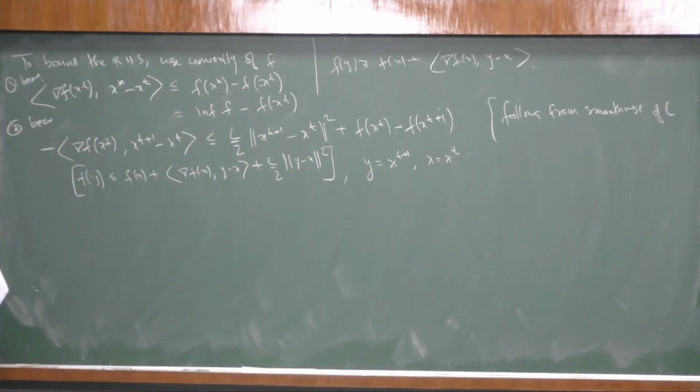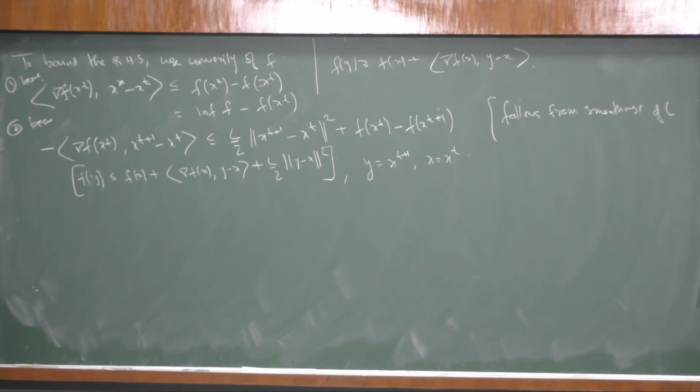Let us just verify this without deriving anything. So y is xt plus 1 and x is xt, that's fine. If I move this term to the left, it becomes negative, and this should be less than or equal to f xt minus f xt plus 1. It works. All of you can verify this. With this choice of x and y, it works. So this comes from L smoothness.